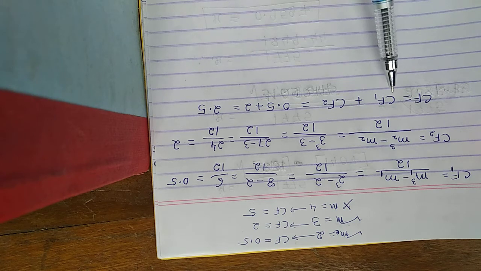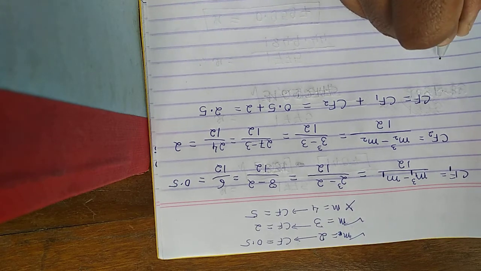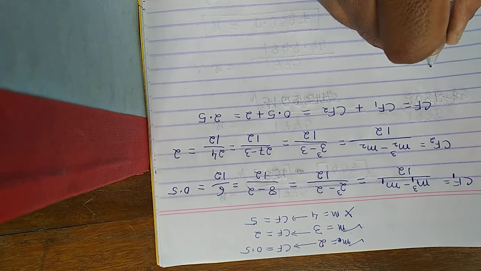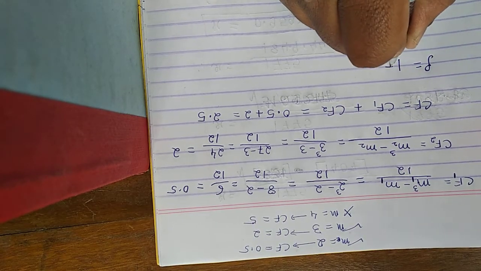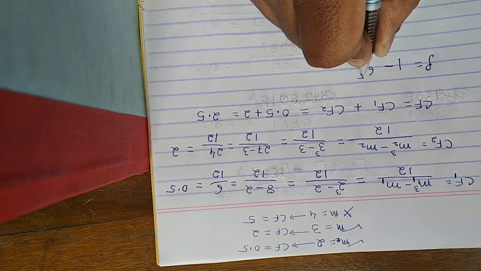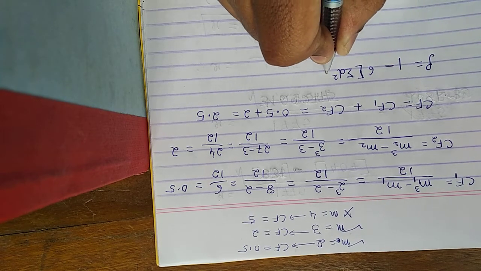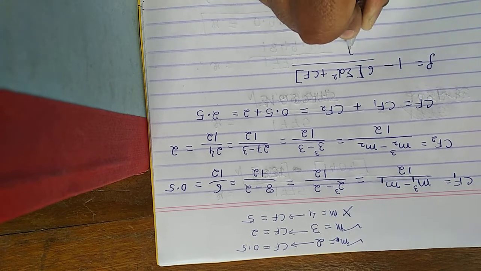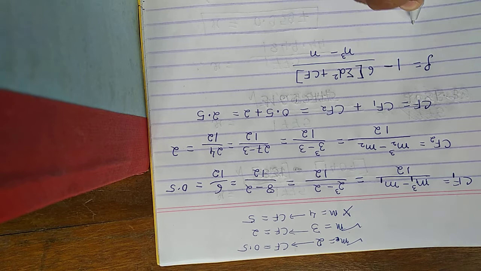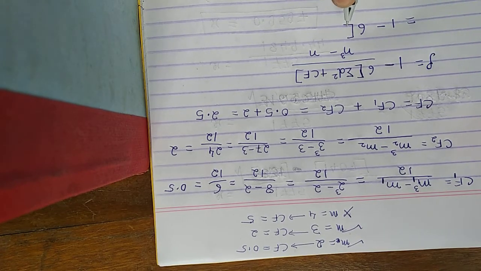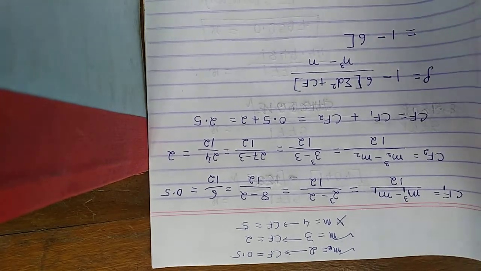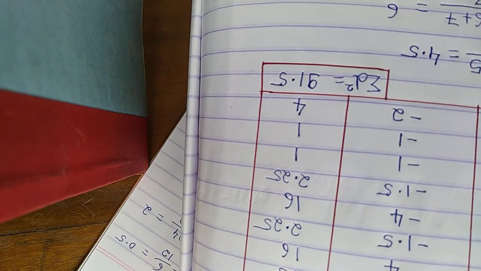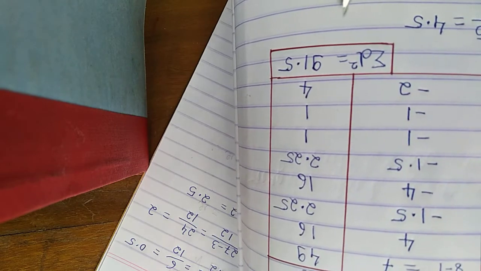Now let's come back to our problem. CF equals CF1 plus CF2. Now, we know the value of CF also. We know the value of N also. We know the value of summation D square also. So the next thing we have to do is substitute it in the formula. So Spearman's rank coefficient of correlation rho is equal to 1 minus 6 times summation D square plus CF upon N cube minus N, which is equal to 1 minus 6 multiplied by, what is summation D square? We had got the summation D square value previously, that is equal to 91.5. Okay, here it is, 91.5.